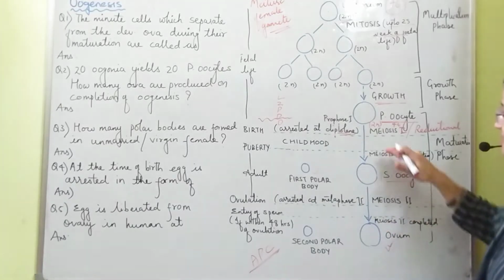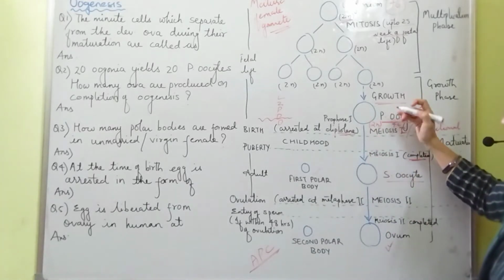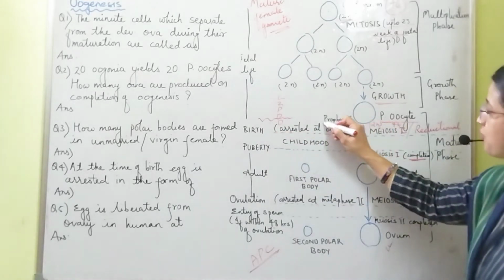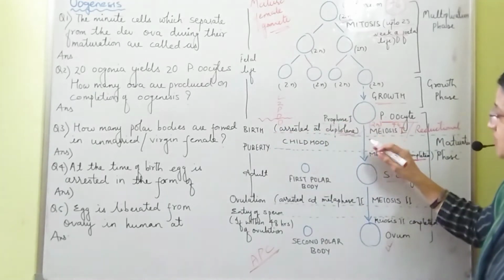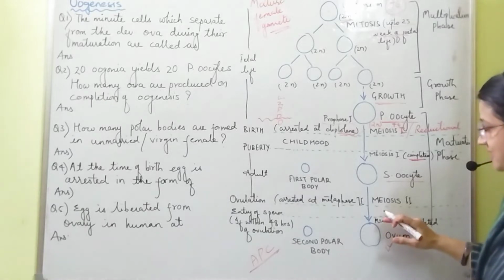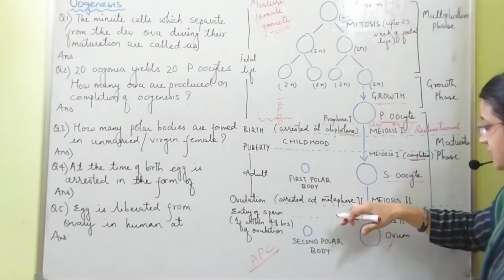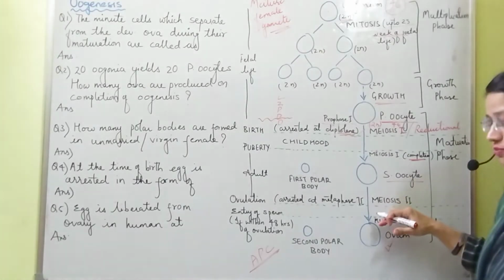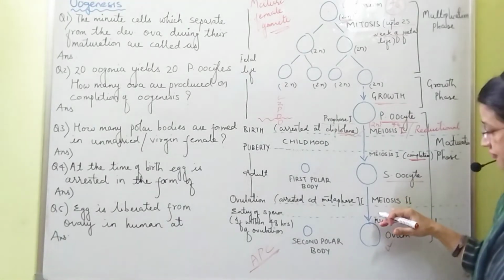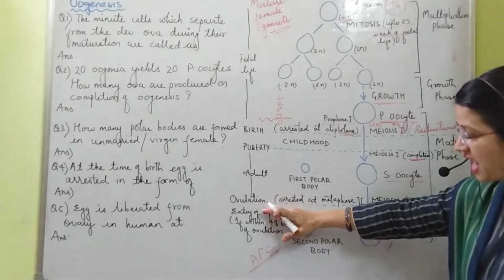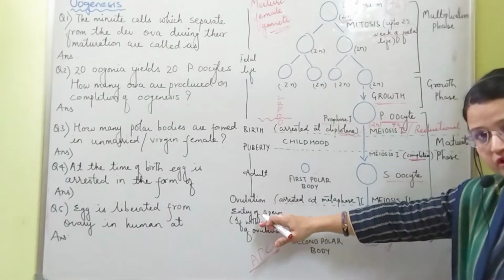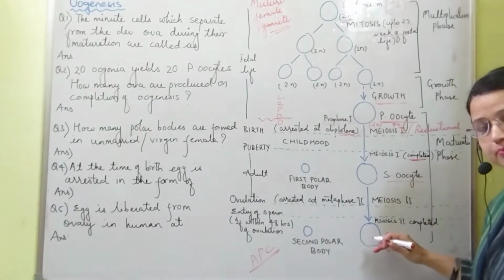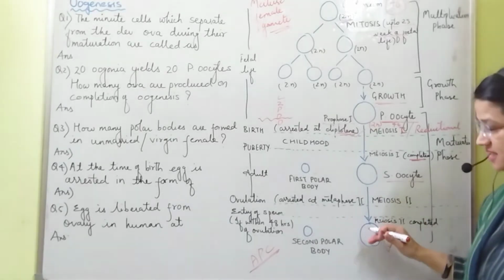So it will get arrested first. The primary oocyte will be arrested at the time of birth at the prophase 1 diplotene stage, and it will also get arrested at metaphase 2 during meiosis 2, until it gets the stimulus of the sperm. If ovulation takes place and there is entry of sperm, what will happen? It will change into ovum and the process of fertilization will take place.